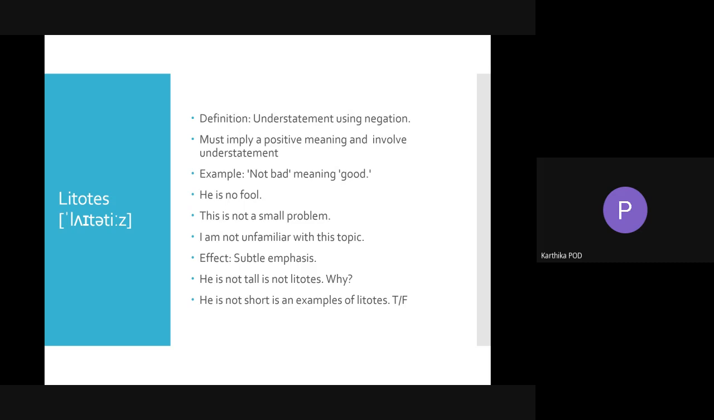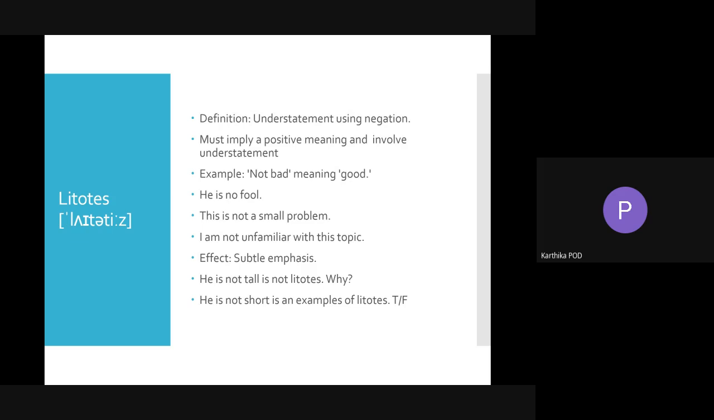Litotes is an understatement using negation. Literature has some fancy terms for these, but these are all things that you're very familiar with. An example is litotes: understatement using negation.